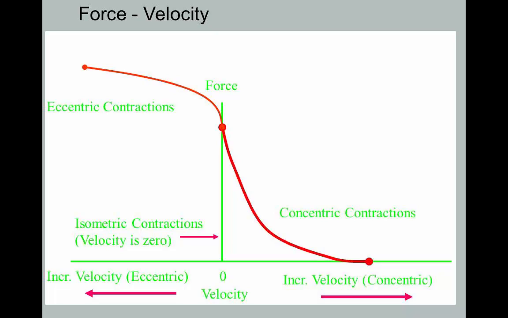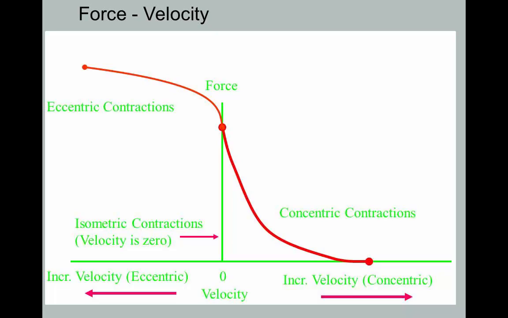So I encourage you to go back to those eccentric, concentric modules, if you need some more of a refresher in eccentric and concentric. But here we have the force-velocity relationship. So velocity is along the x, force is along the y-axis. And if you notice, at 0 velocity, it's basically an isometric contraction, and velocity is 0.